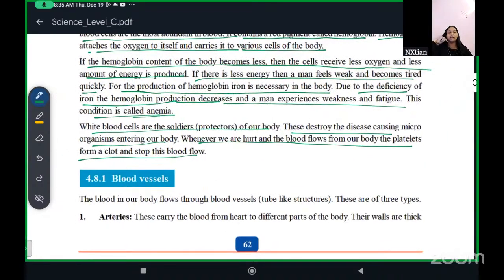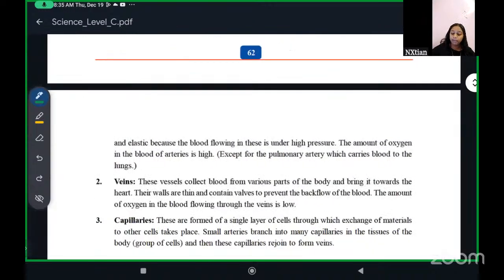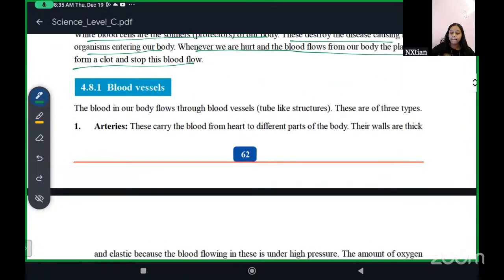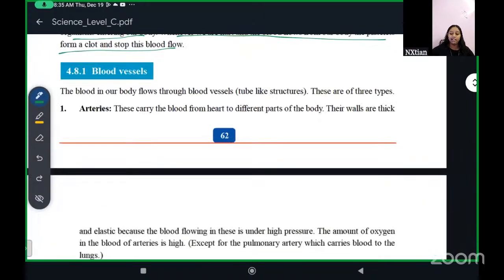Okay, these are the components of our blood. Now we have blood vessels. The blood in our body flows through blood vessels, which are tube-like structures. These blood vessels are of three types: arteries, veins, and capillaries.